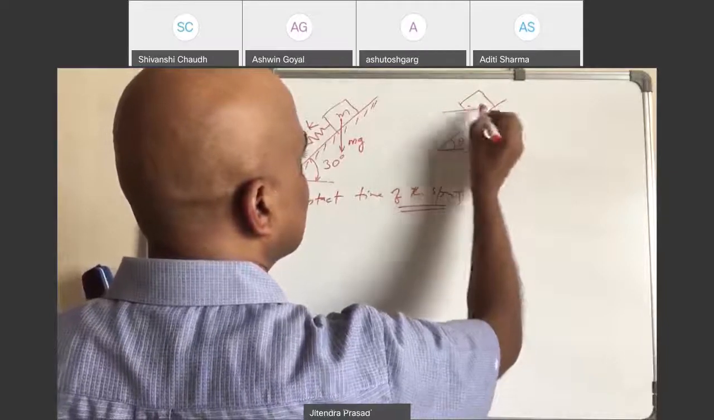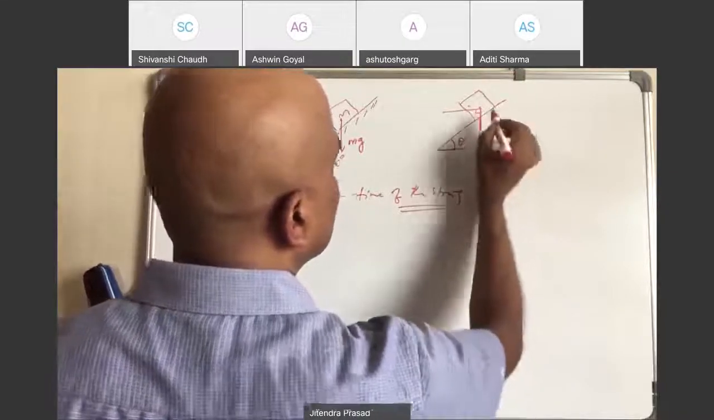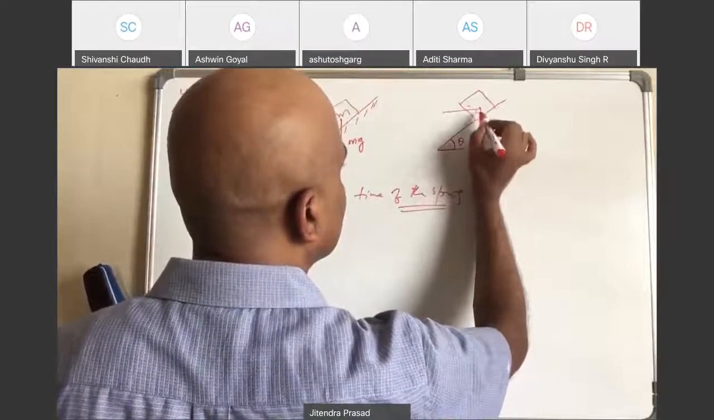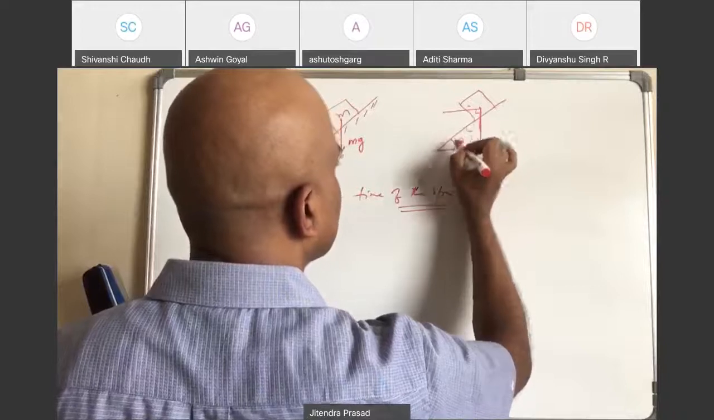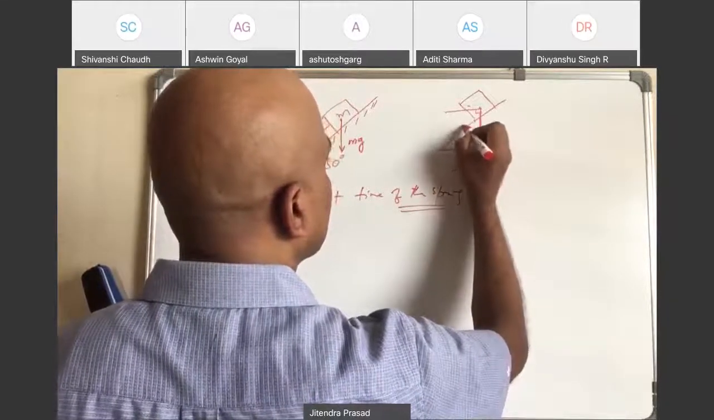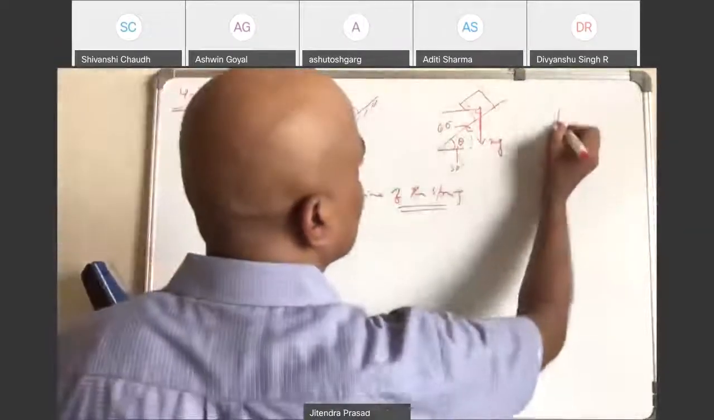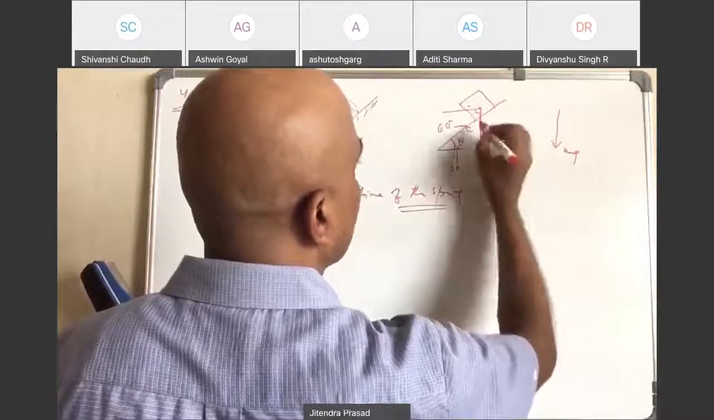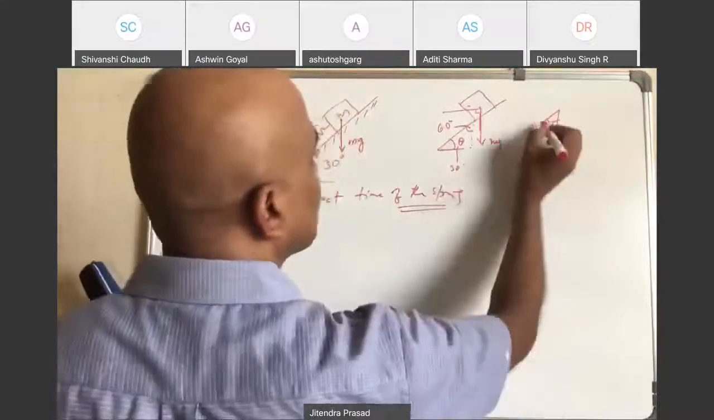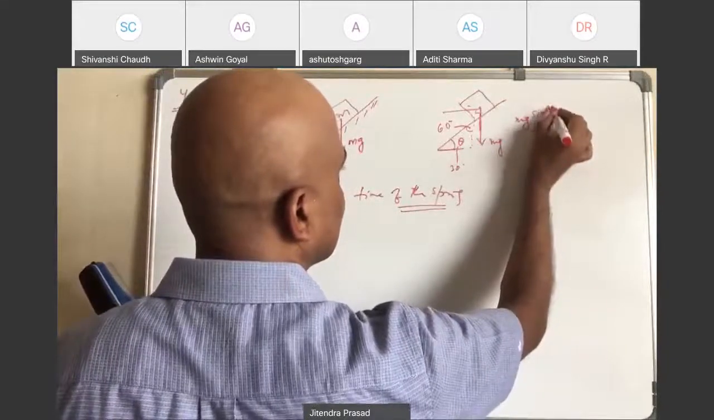Okay, so this is 90 degree. Yeah, so this angle in this case is 30 degree, and this becomes 60 degree. Okay, so like this one, this is mg, and this is 60 degree. Yeah, so mg cos 60 degree or mg sin 30 degree, right?